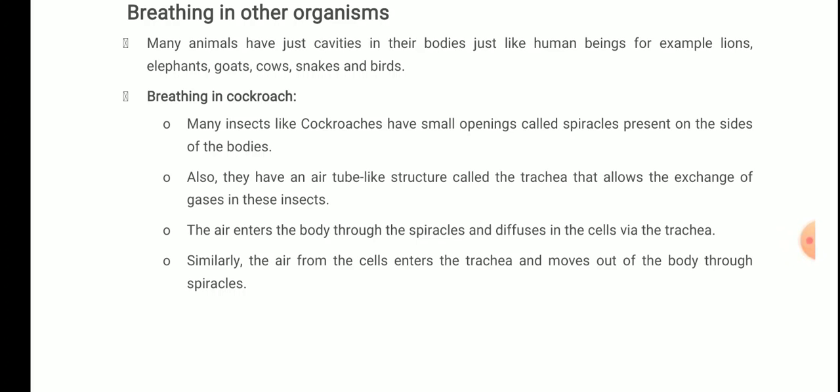So, this is the breathing in cockroaches. What do they have? They have spiracles that are present on the sides of the body. They have air tube like structures. That air tube like structure is called trachea. Air enters the body through spiracles and diffuses in the cells via trachea, and the air from the cells enters the trachea and moves out of the body through spiracles.